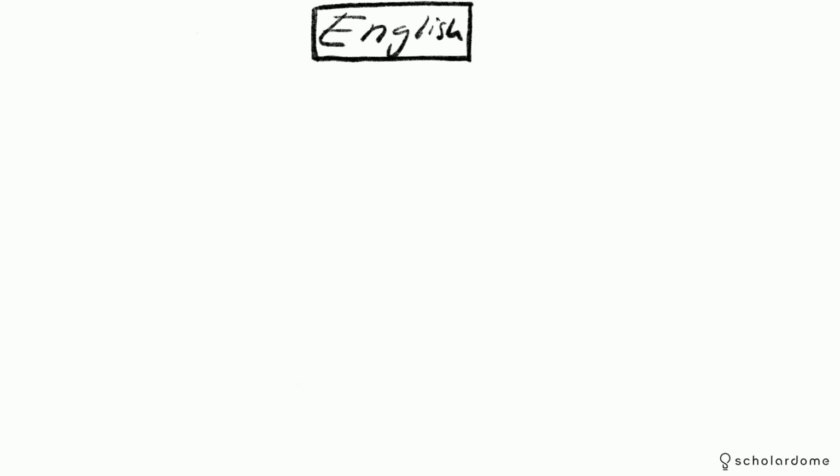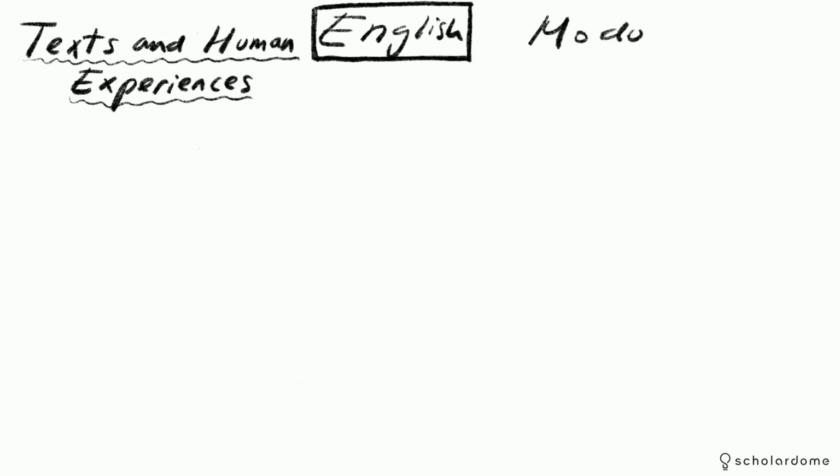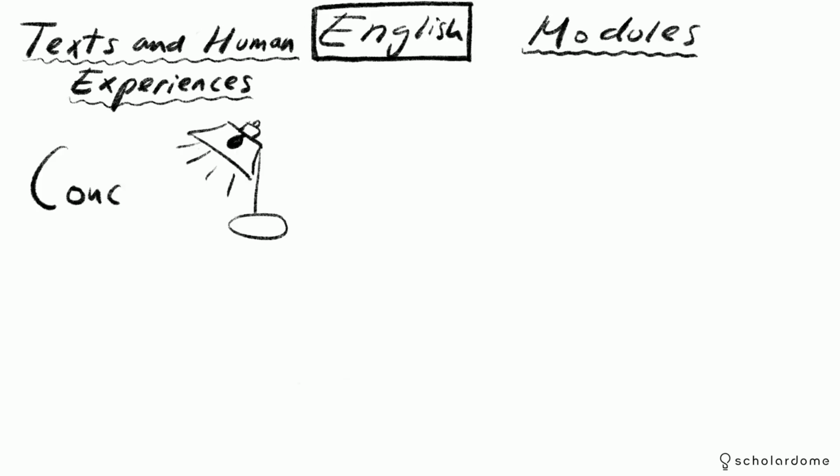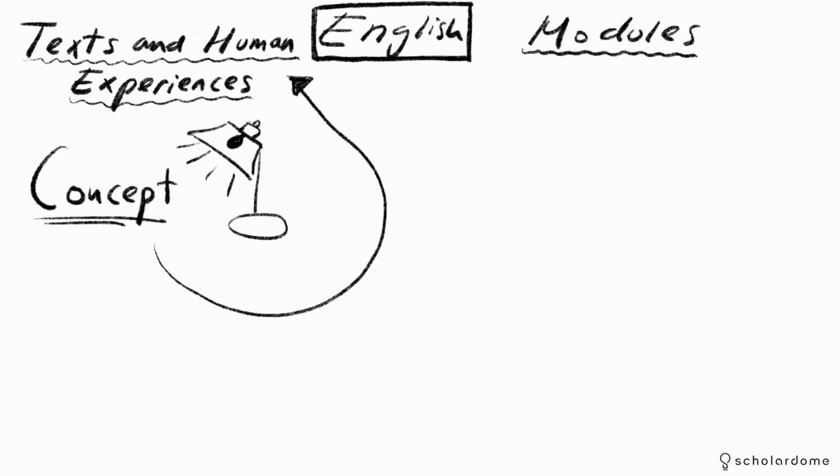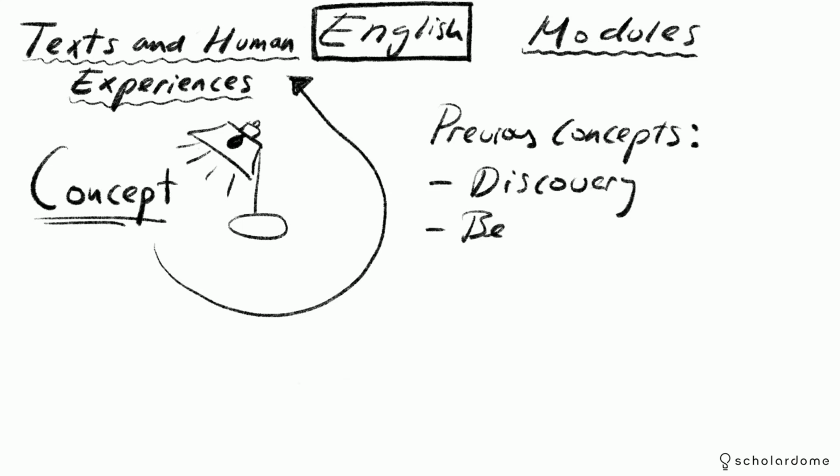Now, I'd like to go through the main differences between Text and Human Experiences and modules because a lot of students struggle with actually understanding the differences between the two when they first start the HSC. So, with Text and Human Experiences, this is what we call a conceptual study because the focus is on a concept which is currently called Text and Human Experiences. The concept that we used to study before were concepts such as discoveries, belonging, and journey.